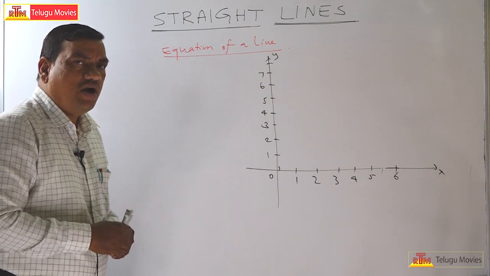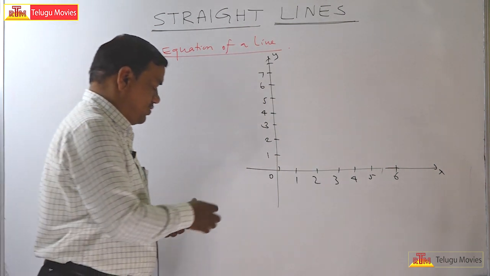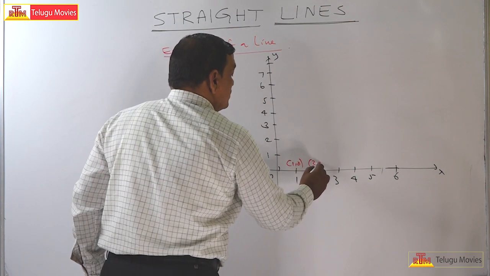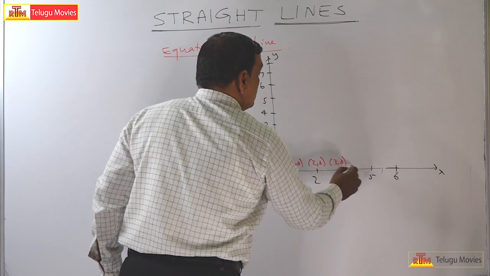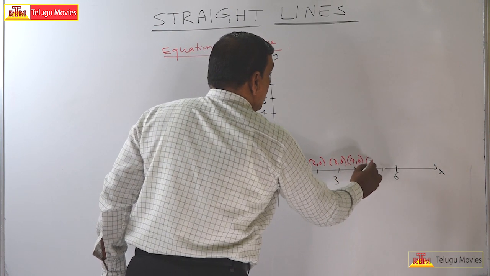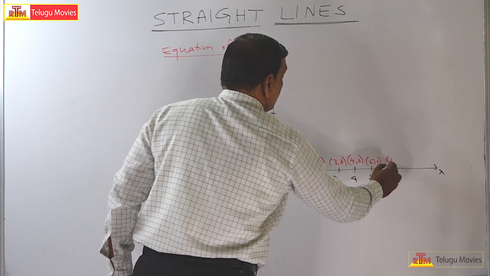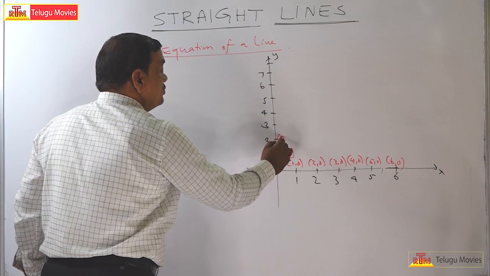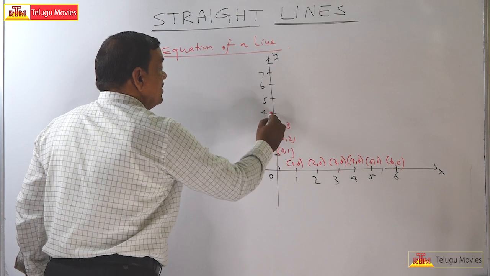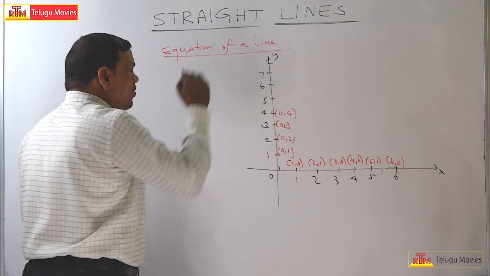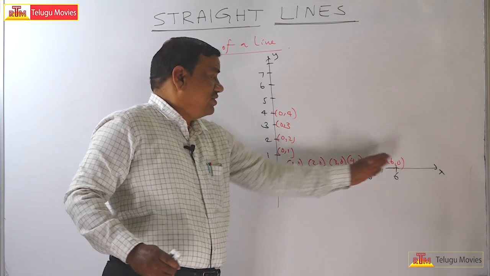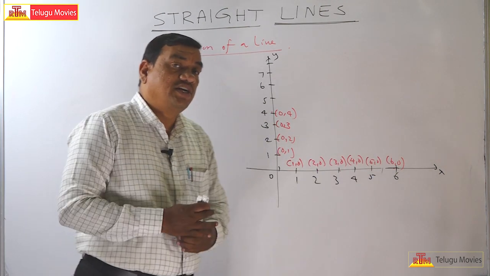You know the coordinates of those points. So here, what are the coordinates of this point? This is 1 comma 0, this is 2 comma 0, this is 3 comma 0, this is 4 comma 0, this is 5 comma 0, this is 6 comma 0. What are the coordinates of these? 0 comma 1, 0 comma 2, 0 comma 3, 0 comma 4, and so on. Now what is the common property that you are observing by seeing all these coordinates?